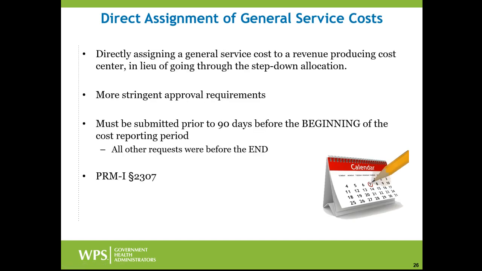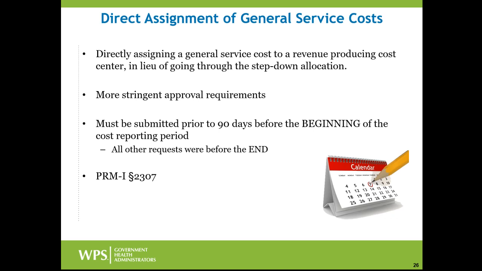So the final topic for this video is going to be one that's a little more in-depth and not nearly as common, but it relates to the direct assignment of general service costs. So I said this a few times earlier. All costs are directly assigned somewhere, but what we're talking about with this particular request is when an overhead cost is directly assigned to a non-overhead cost center. So it basically bypasses the general service cost centers, and it's directly assigned to a revenue-producing cost center like a routine or ancillary in lieu of going through the normal step-down allocation.